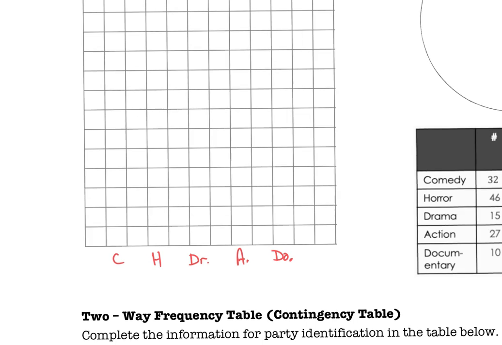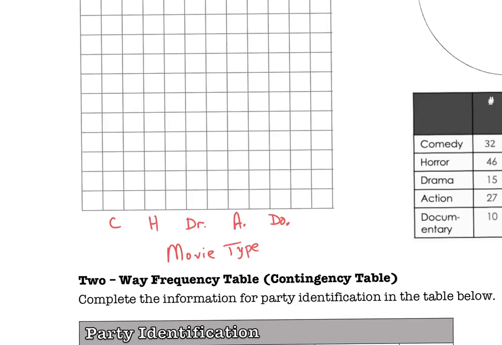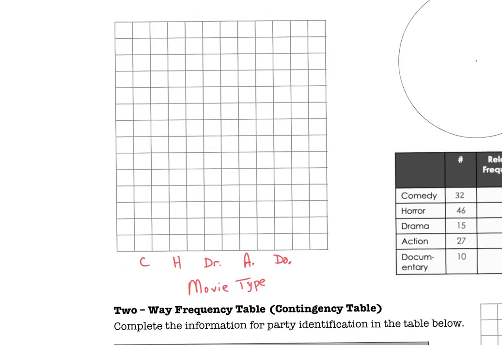Now we need to make sure we label what is down here. What do C, H, DR, A, and DO mean? Those are our movie types, so movie type. Along the vertical axis is going to be our frequency, and we're going to use the bar graph to show our frequency.